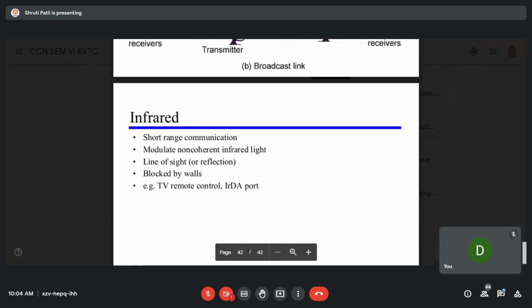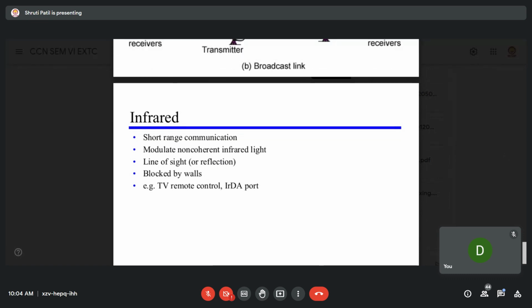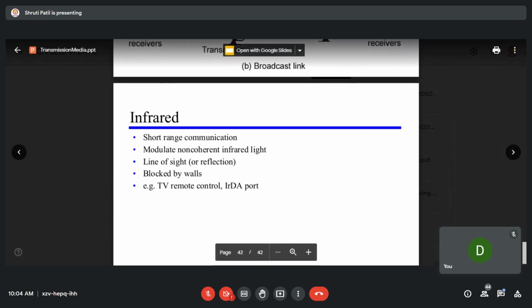The next one is infrared. It's a short range communication. Modulated non-coherent infrared light, with line of sight transmission, is used. It is blocked by walls. You have the TV remote control or IRDA port. Your remote control uses this infrared.